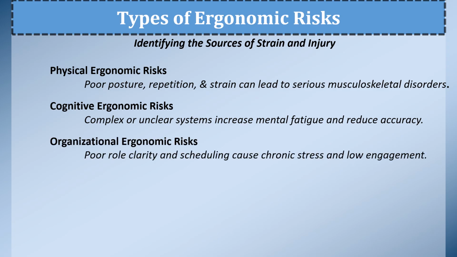Organizational ergonomic risk. These include factors such as poor scheduling, inadequate job rotation, or lack of role clarity. They might not cause immediate physical harm but lead to chronic stress, burnout, and reduced employee engagement. Organizational risk requires systems thinking and policy-level adjustment to improve the work culture and environment.